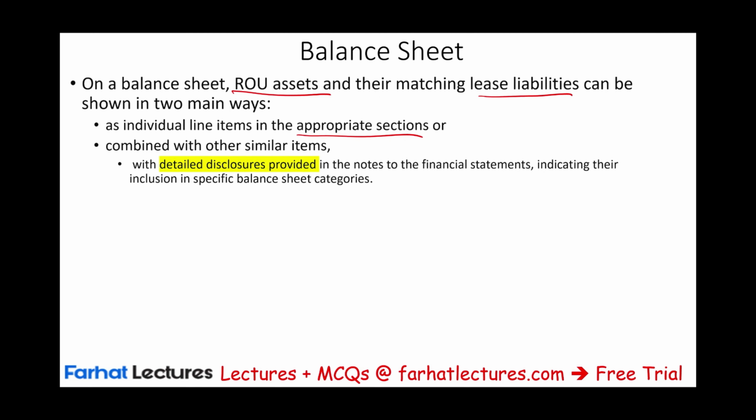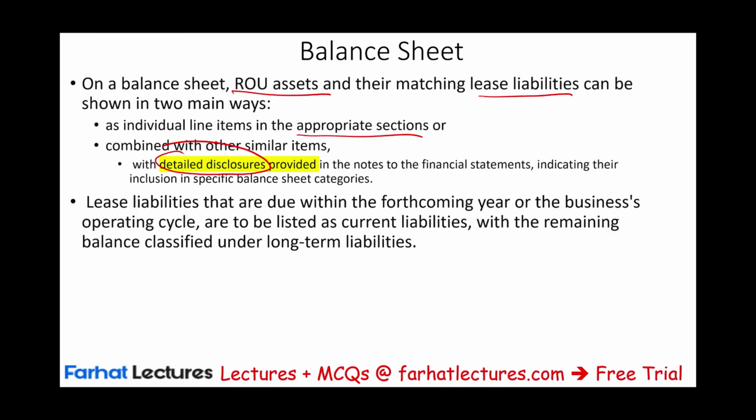Now, bear in mind, we still need the disclosure. We'll talk about the disclosure later because we need to include them in the proper section as well as any additional information to clarify what are these numbers, assets and liabilities, whether the liability is short-term or long-term. So lease liabilities that are due within 1 year or the business operating cycle are listed as current liabilities. And sometimes you might be only asked on a question, what is the current portion of the lease liability? You want to make sure you know this. With the remaining balance of the lease liabilities is long-term.